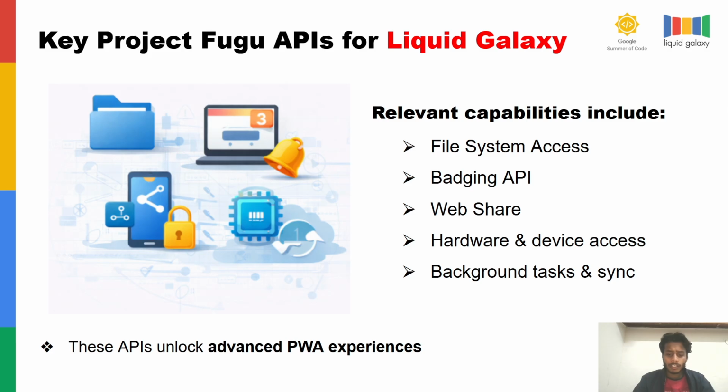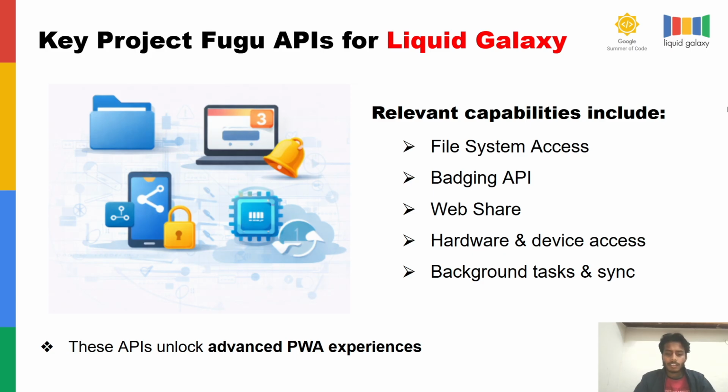The first important API is File System Access. This API allows web applications to read and write files securely. Earlier, web apps had very limited access to local files. With File System Access, applications can load a dataset, save configuration, and manage files in a controlled way. This is very useful for visualization tools and data-driven applications in Liquid Galaxy.